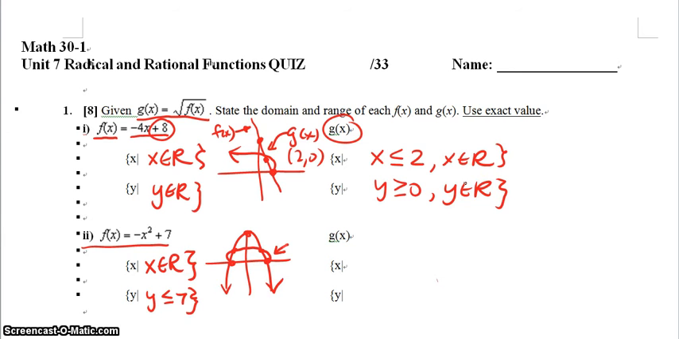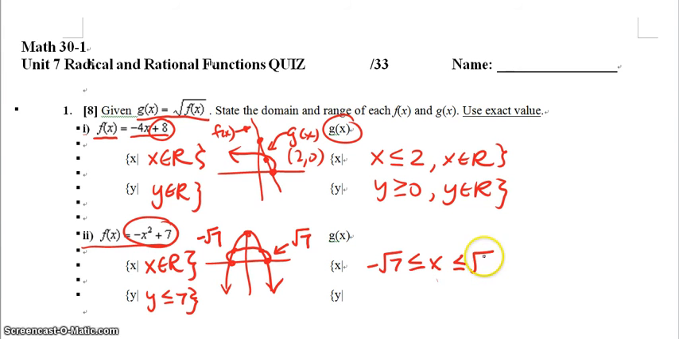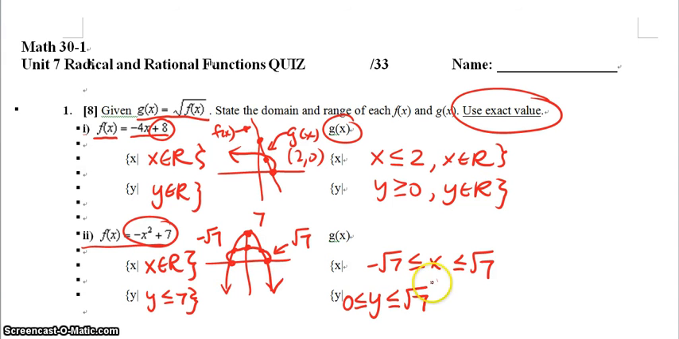So where do they cross? They cross at root 7 and minus root 7. You just solve this, you find out the zeros. So the domain is from minus root 7 to root 7. The question says use exact values, so you just leave the answer in square root form. And then this point is at 7, and when you square root that it is at root 7 as well. So y is between 0 and root 7 for the second part. You can also say all real numbers, or you don't need to, okay?